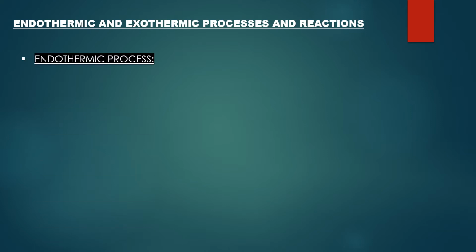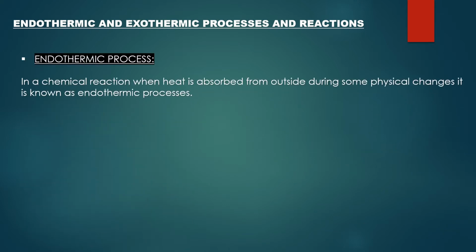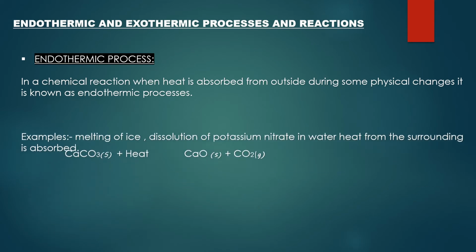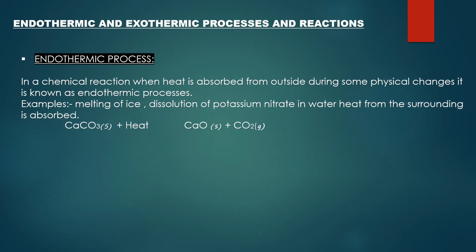What is an endothermic process? In a chemical reaction, when heat is absorbed from outside during some physical changes, it is known as an endothermic process. Example: melting of ice, dissolution of potassium nitrate in water; heat from the surroundings is absorbed. Now, melting of ice: when we give pressure to ice from outside, then heat is produced inside and the ice melts. Another example: calcium carbonate in the presence of heat gives calcium oxide plus carbon dioxide gas is released.